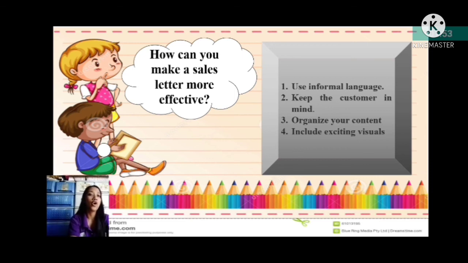Number 3 is organize your content. This means making sure that your ideas flow from beginning to end. Your letter should have an introduction, body, and action. Number 4, include exciting visuals. Graphic design is an important feature of your letter. Aside from the written content, one should complement the offer. Keep the design simple and relevant to current trends.